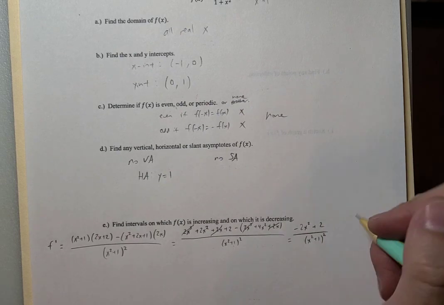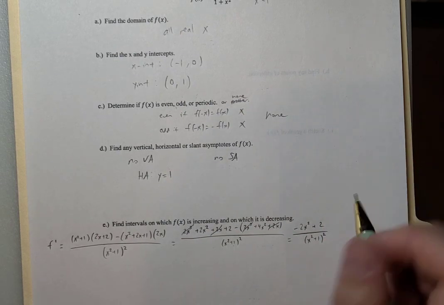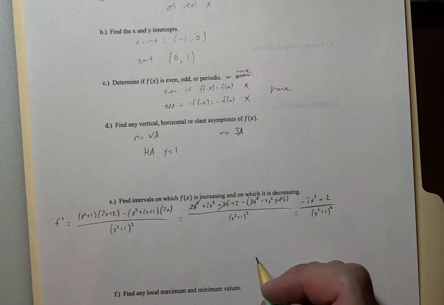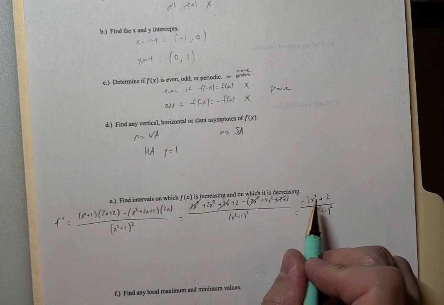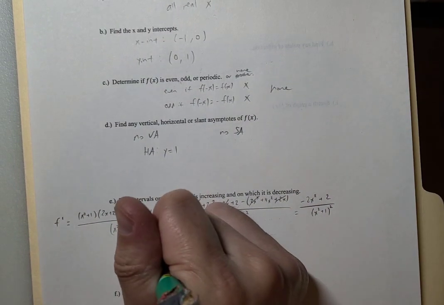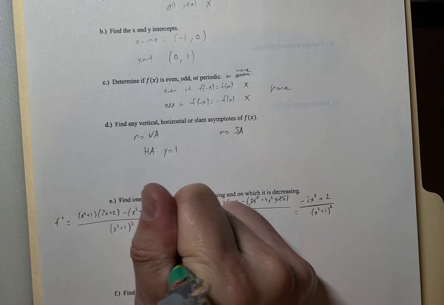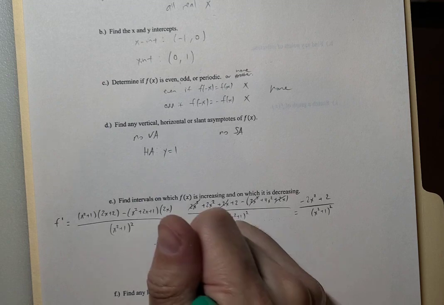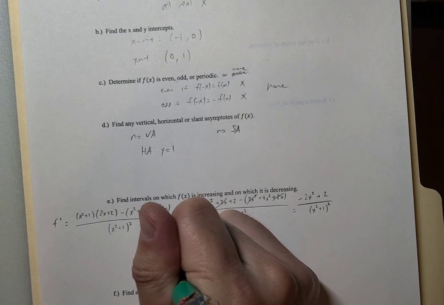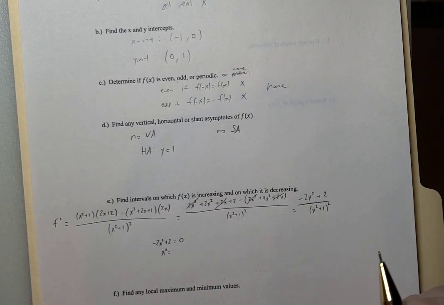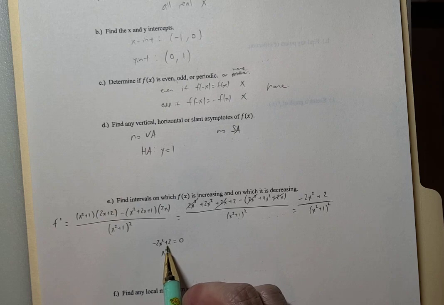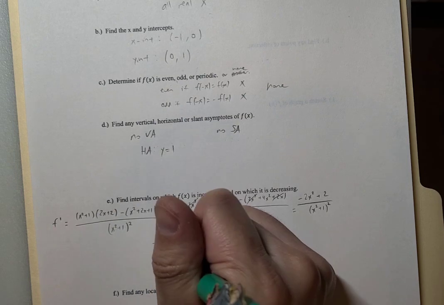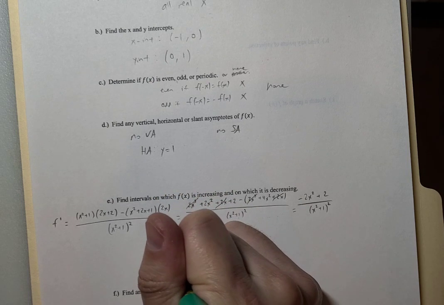Okay, so now we set this equal to 0. When we set it equal to 0, only the top matters, right? Minus 2x squared plus 2 is equal to 0. So we get the solutions that what? X squared, okay, let me just go slowly. I can move this 2 to the other side and then divide by negative 2, so we get x squared is 1.